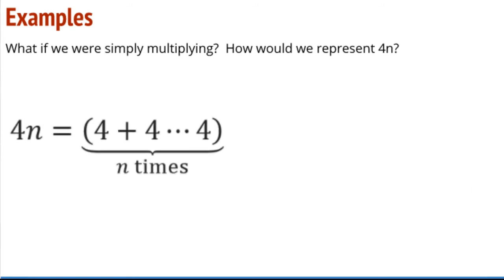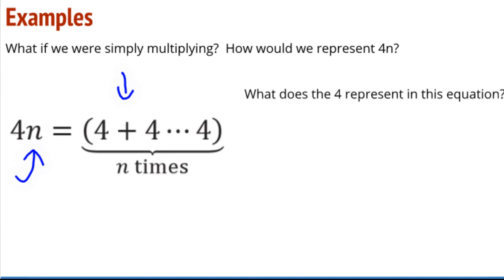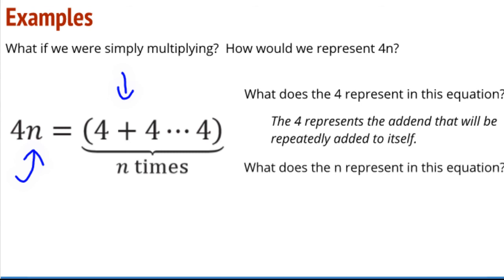Well, using what we just learned with exponents, instead of making n an exponent, it's what we're multiplying by. And because we're multiplying, we are adding over and over again. We're using an addition symbol. So 4 is the number that we are adding. N is how many times to add it together.